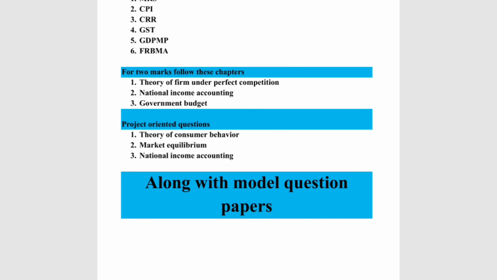Next, for the project oriented question, you need to study from theory of consumer behavior, market equilibrium, and national income accounting. If you follow this video, you will definitely score like 80 out of 80 marks along with the model question paper. Some of the questions I have taken from the model question paper itself, and some I have dropped. So you need to read the model question paper for fill in the blanks, match the following, MCQs, and the one word questions. Apart from this, you do not need to study anything.